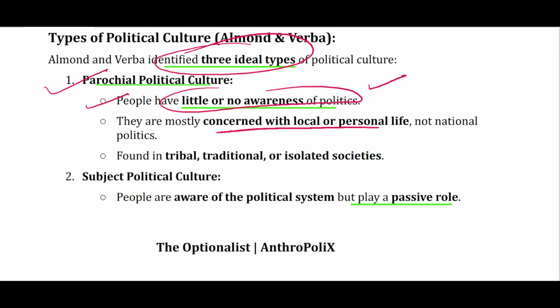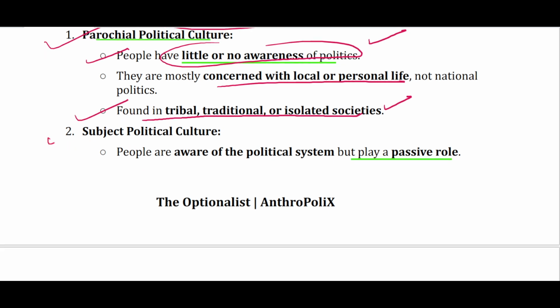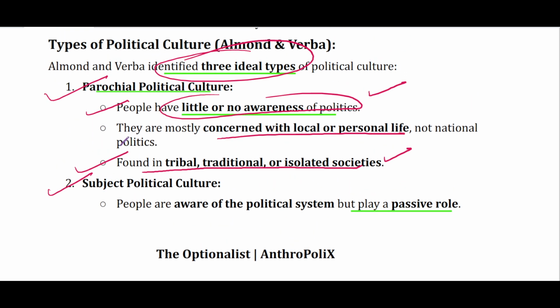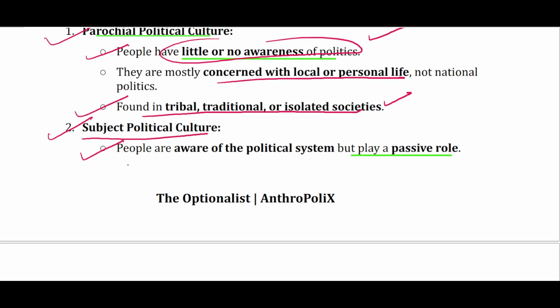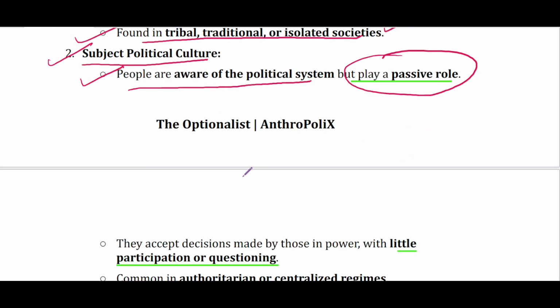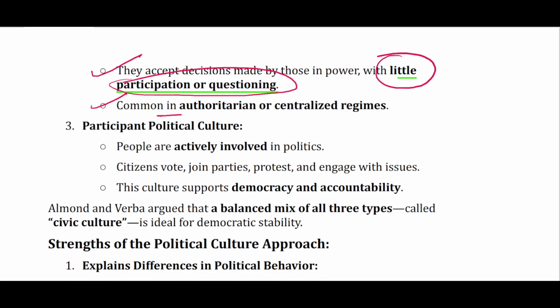People are mostly concerned about their personal life, and such examples are found in tribal, traditional or isolated society. Then the second type of political culture found by them was subject political culture, in which people are aware of the political system, but they play a passive role for some reasons. The political participation is little, and such examples are found in authoritarian or centralized regimes like communist countries, like dictatorship.